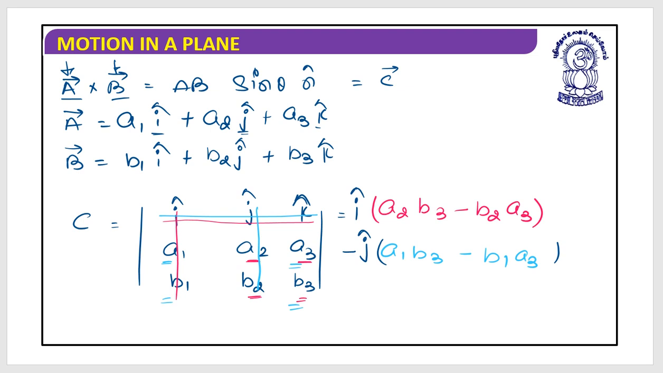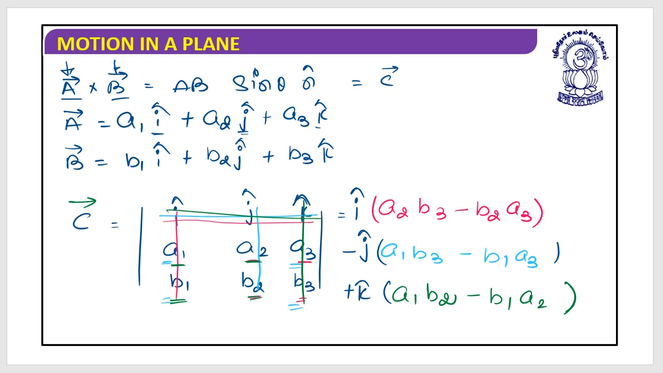And the last is the plus k cap, and that can be calculated based on that. You need to forget this and forget this. So whatever is left is a1, b1, a2, b2. So this is equal to a1 into b2 minus b1 into a2. Yes, this is the vector c. This will give me a vector c. Yes, I hope you can do this.